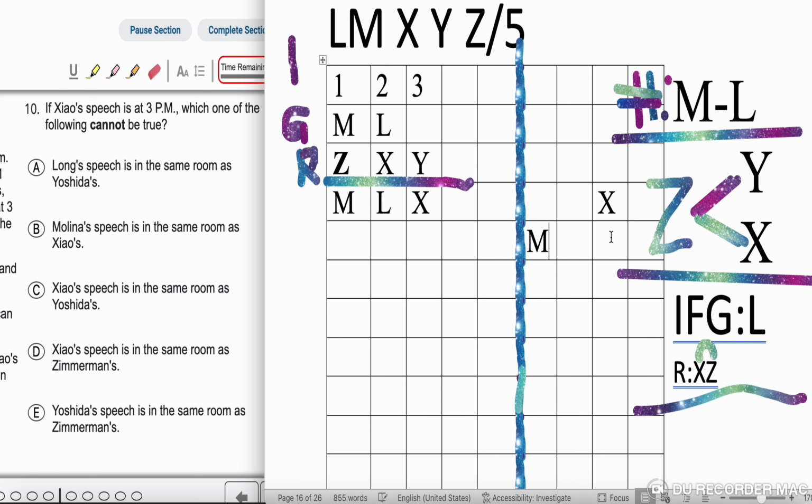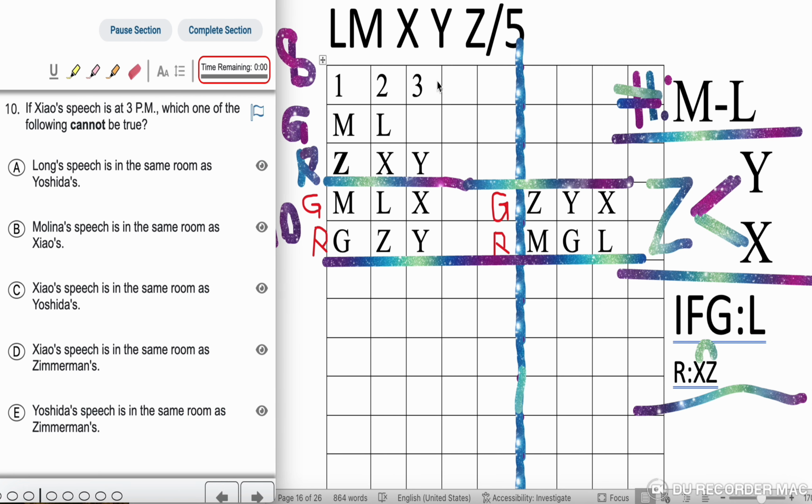And I'm going to put M before L. Z has to be before Y and X, so I'm going to put Z here just to make sure that's before Y and X. I'm also going to put Z in the middle just to make sure that I have something different. And they're saying if G's in the go room, and if L's in the go room, I'm going to put those two symbols in there.